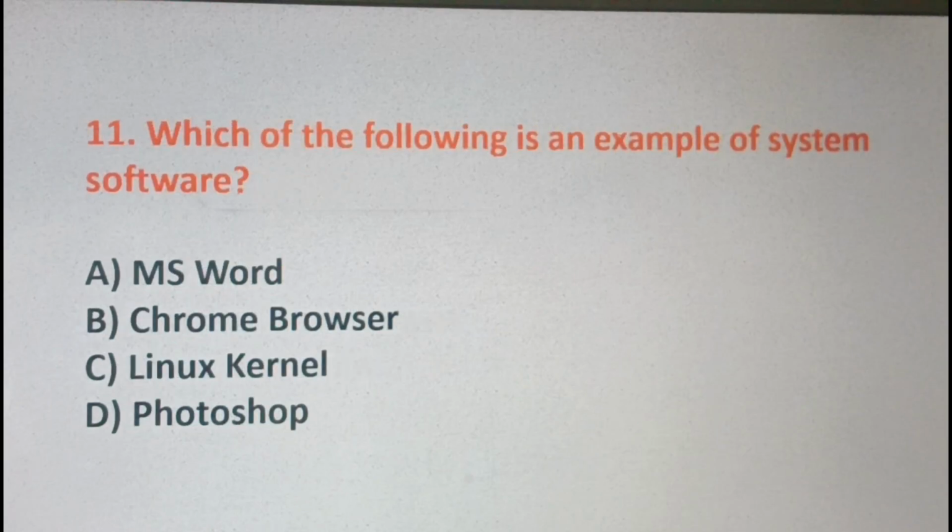The next question. Which of the following is an example of system software? MS Word, Chrome browser, Linux kernel, Photoshop. The correct answer is option C, Linux kernel.